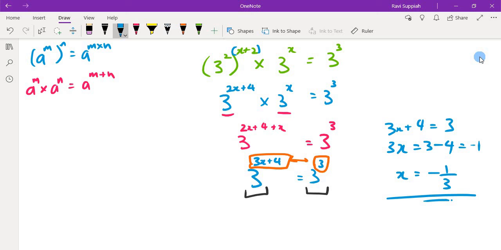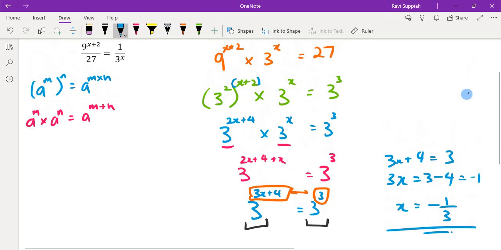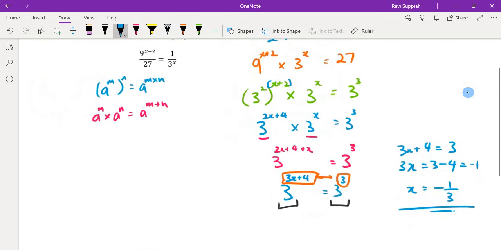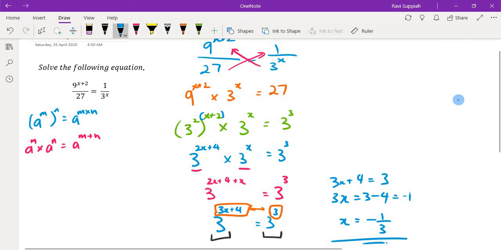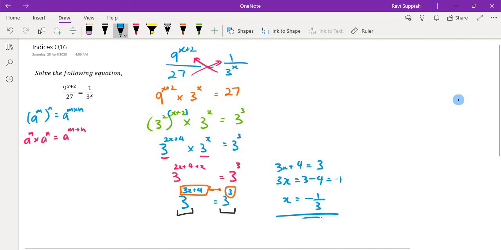All right, so that is how you go about solving this question here. I hope it has been clear how we can go about systematically solving such an indices question here. All right, thank you.